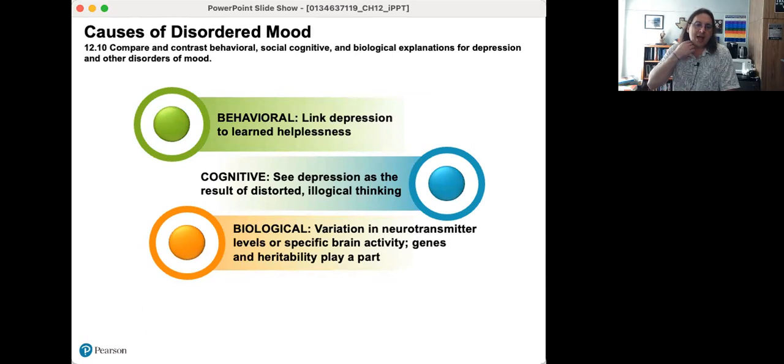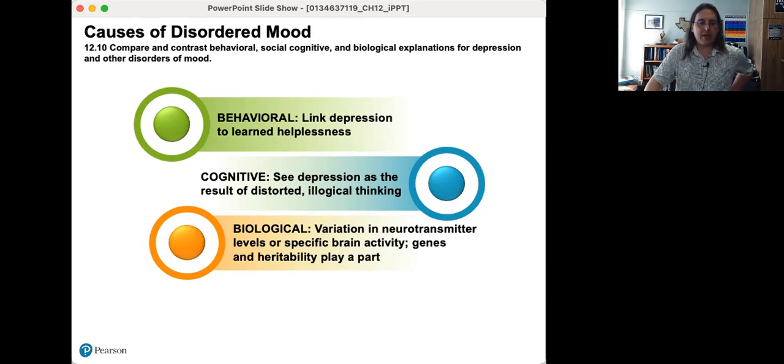We see depression in the cognitive model. We see depression as the result of distorted, illogical thinking. So we're framing things in a way that makes sense to us, but may be illogical or distorted to other people, right? Because we're trying to protect ourselves. We're trying to make sense of the world, and no matter how illogical it is, we're likely to adopt that thought or that behavior.